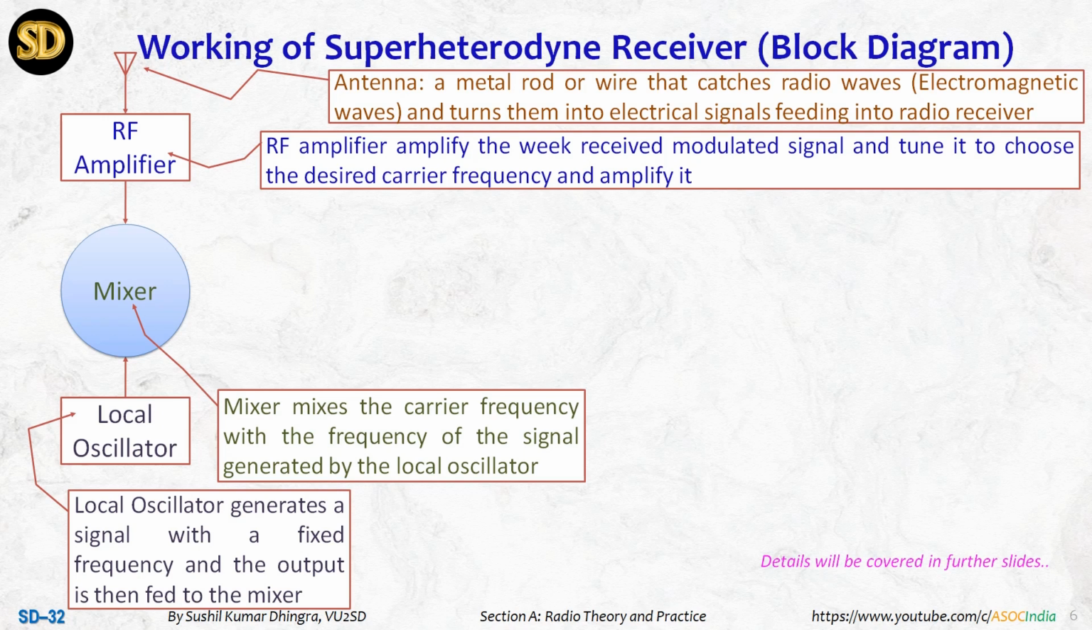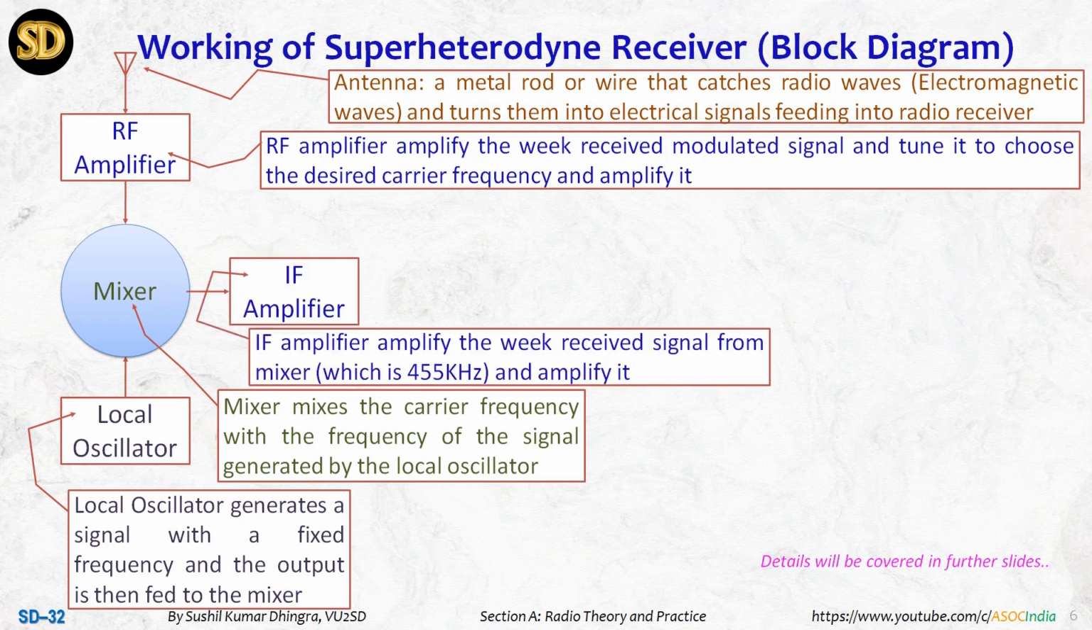How the mixer works, I can cover in detail in some other supplementary sessions. Here I am going in simple terms. This IF amplifier amplifies the weak received signal from the mixer stage, which is 455 kHz as normal, and amplifies it.